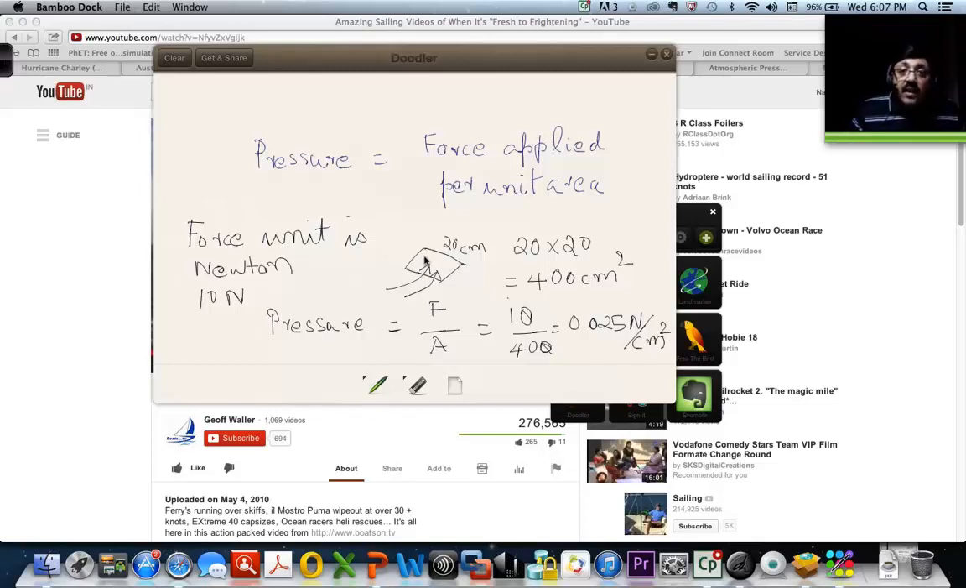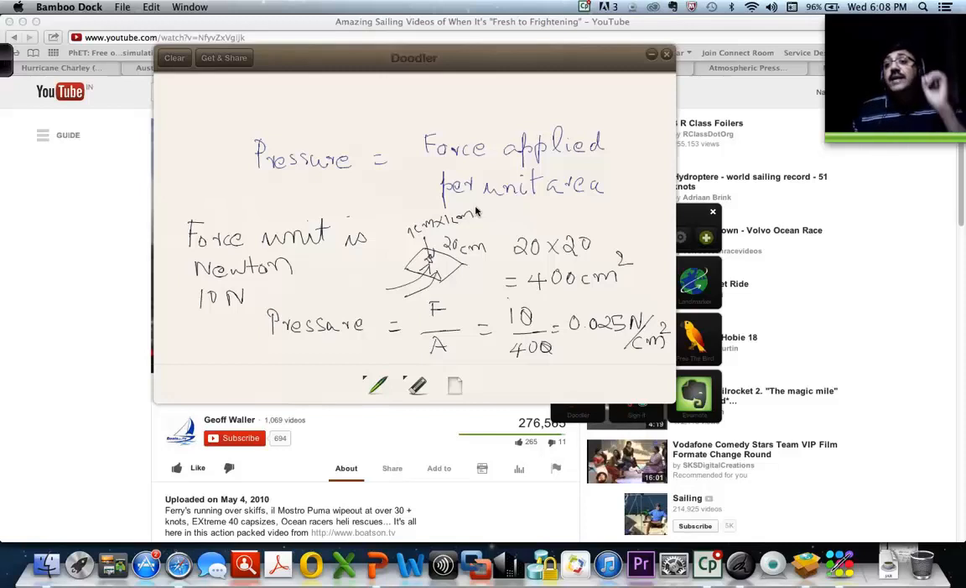So if I take one unit area of 1 centimeter by 1 centimeter on that kite, how much was the force which was applied by air? That is the pressure. So pressure is force applied per unit area. Here, the 10 Newton was the overall force applied on the kite. The kite's area was 400 centimeters squared. So 10 by 400 is the pressure applied by air on the kite. Right? So that is what the pressure is.